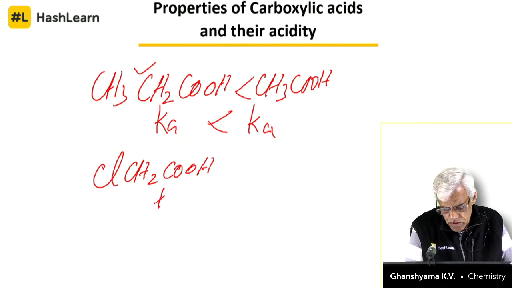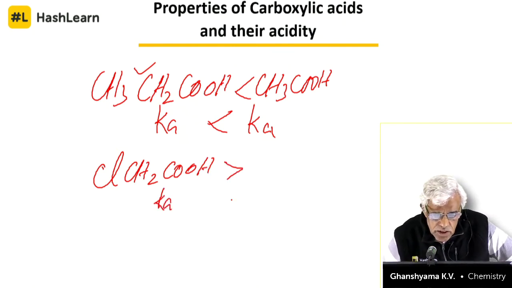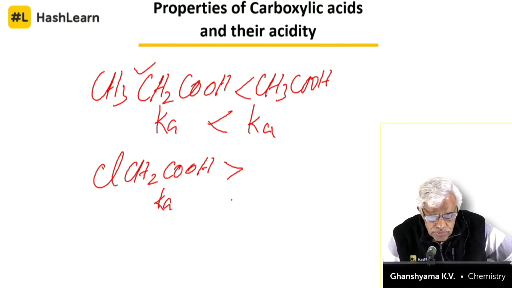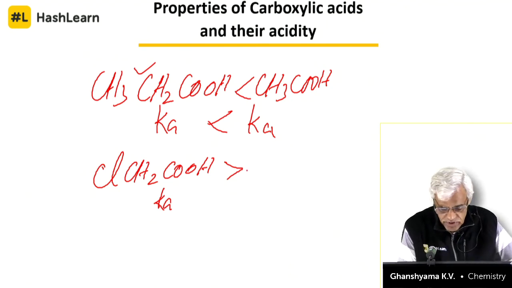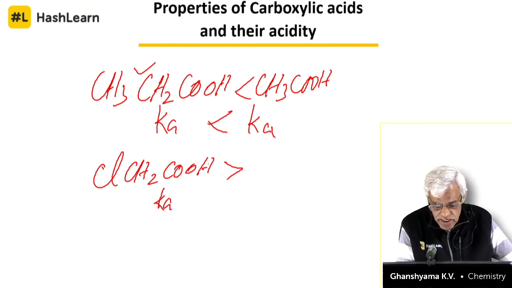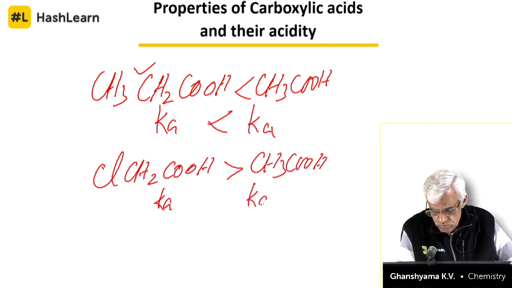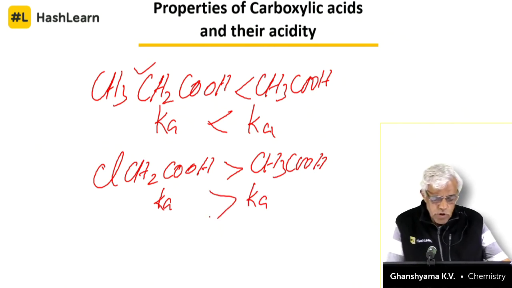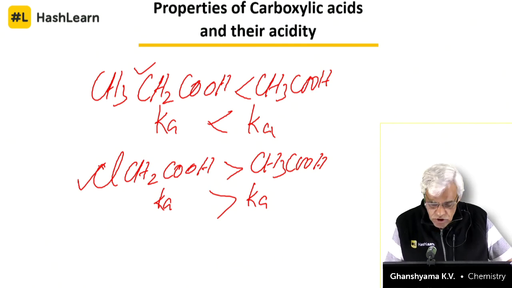ClCH2COOH, Ka value is greater than acetic acid. Therefore, this is a stronger acid.